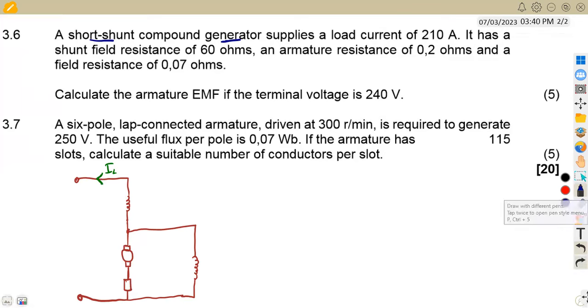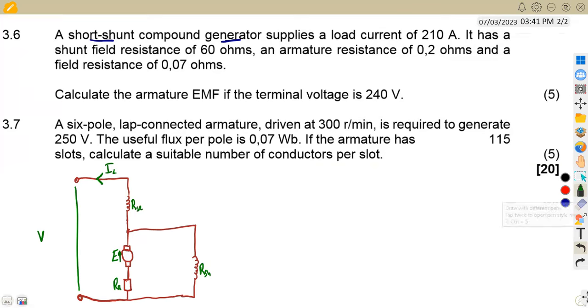All right, so here we have got our terminal voltage. Then here definitely there's going to be the generated EMF. Then this is our armature resistor, then we've got our shunt resistor. In this case, this is the series field resistor that we are given, which is our SE.